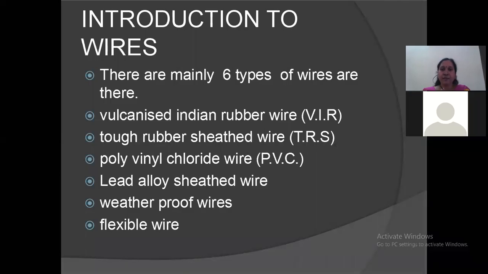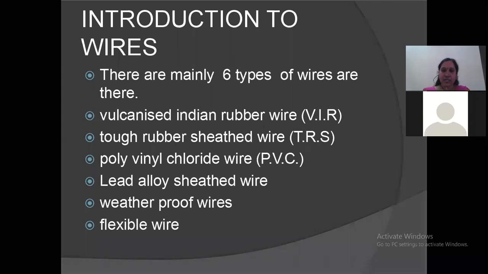Next, wires are mainly of 6 types. You can see here: vulcanized Indian rubber wire, which we abbreviate as VIR; tough rubber sheeted wire, TRS; and polyvinyl chloride wire. Usually we use these PVC wires, or we usually call them cable, but those are PVC wires which we use in our house wiring. Next we have lead alloy sheeted wire, weatherproof wires, and flexible wires. So these are the 6 types of wires. The most used one is the PVC wire.